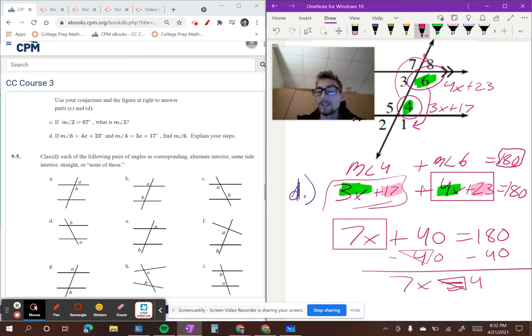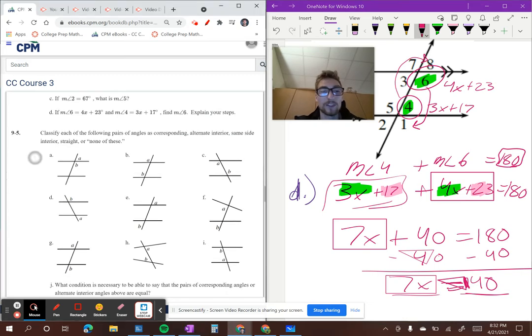Think about how we can get x by itself if it equals 140. How can you undo this multiply by 7? And then what you do one side, you have to do to the other. What does x equal? So finish that problem off.